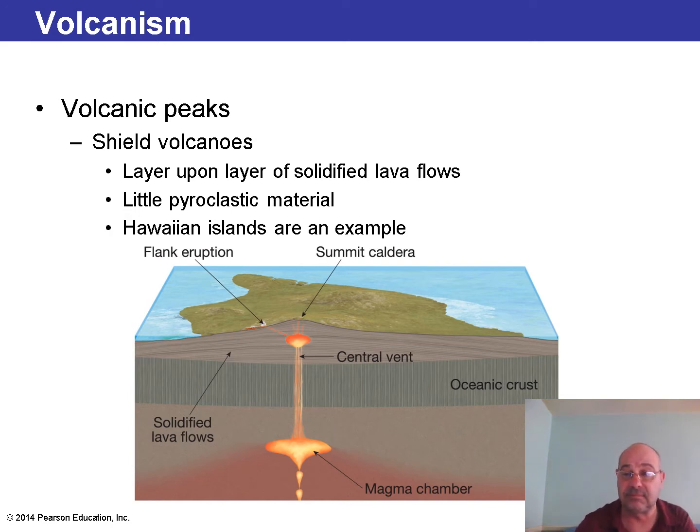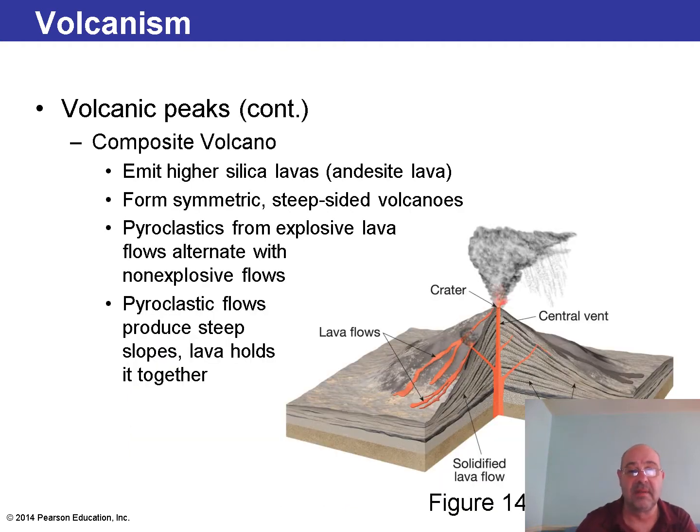Okay, composite volcano. Now here's the mother of all volcanoes. This is the big bad boy. Higher silica lavas, andesite type lava, not the basalt, form symmetric, steep-sided volcanoes. Pyroclastics from explosions: when they explode, it goes everywhere, and it'll shoot tons and tons of material into the stratosphere, which blocks out the sun and causes global cooling, cooling off the temperatures. Whereas the shield volcano, that stuff boils around and usually ends up in the ocean, which causes global warming.